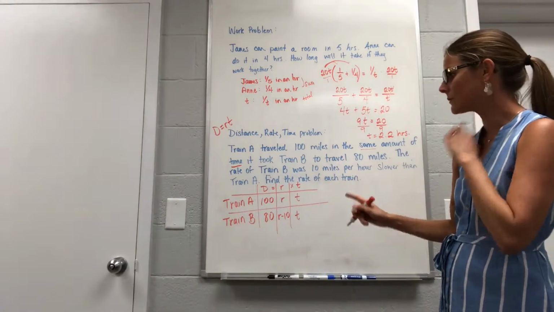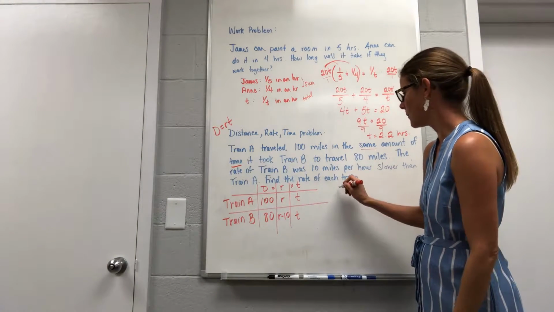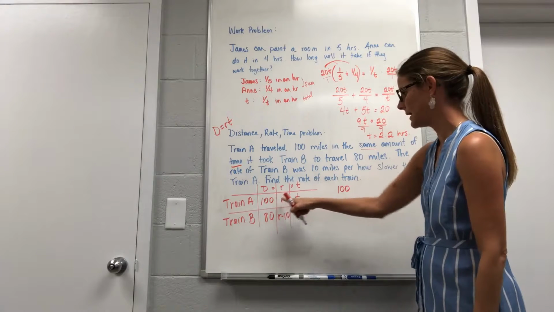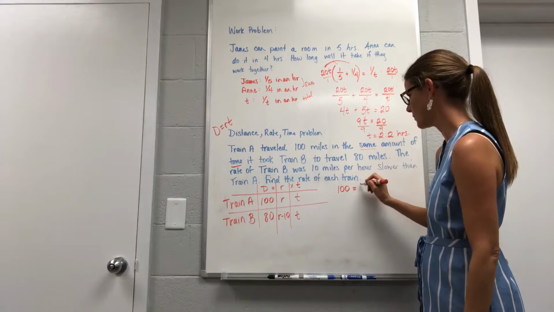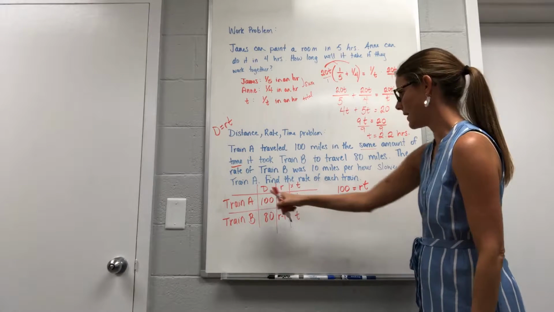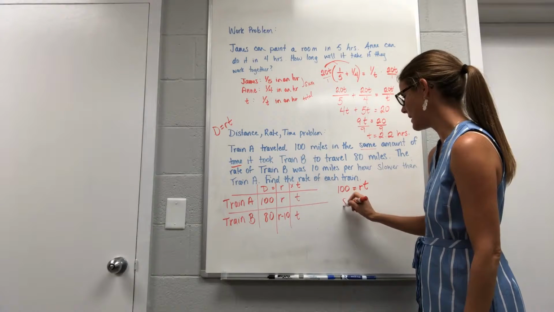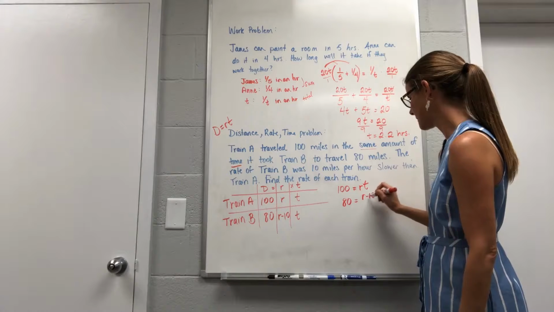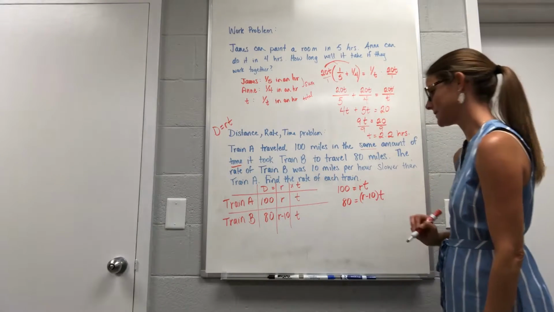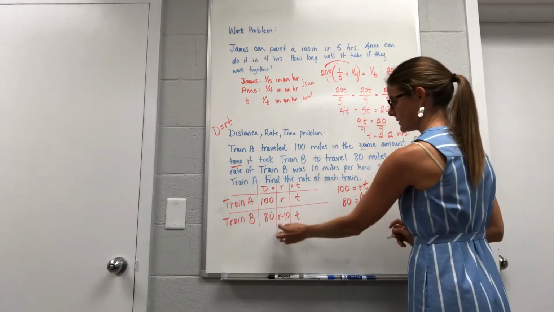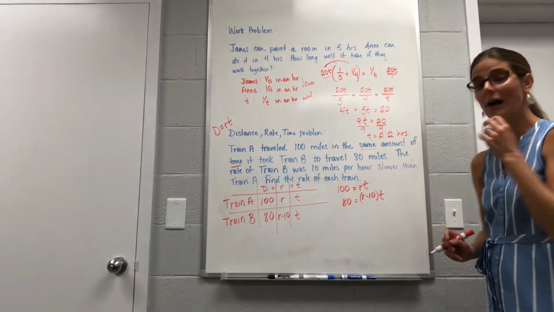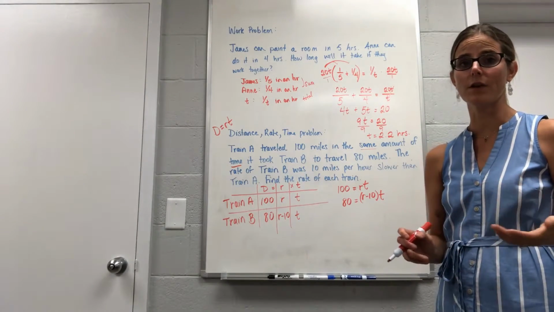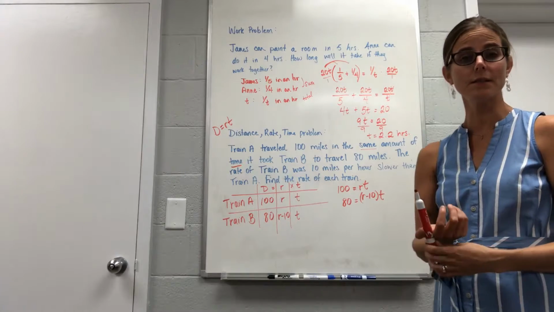All right, so what I'm going to do is write the equations. 100 equals rate times time. So I'm just pulling that D equals RT, and then 80 equals R minus 10 times T. So distance equals rate times time. Now I have two equations and two variables, and I need to solve those two variables. This is a system of linear equations.